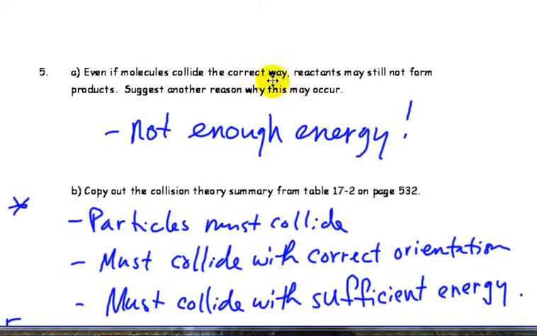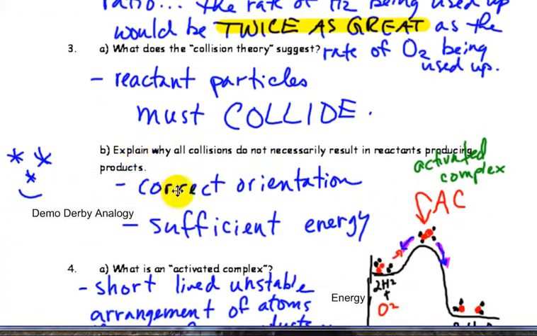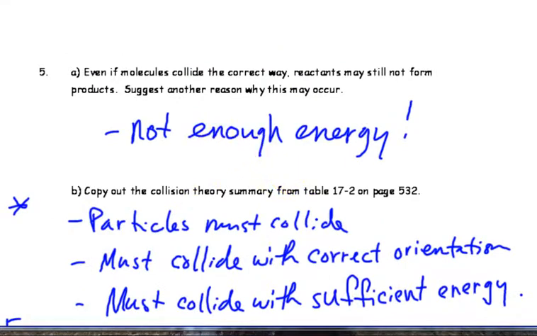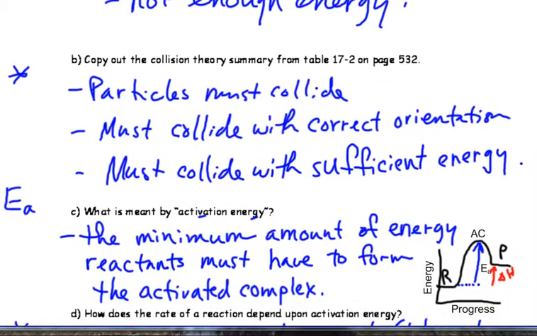Even if 2 molecules collide the right way, they may not form products. Why? Again, there's 2 requirements: correct orientation and sufficient energy. So you have to have enough energy. And I kind of asked the same question here again. Summarize the 3 statements of collision theory. They must collide, right orientation, sufficient energy. So those always come into play with collision theory.